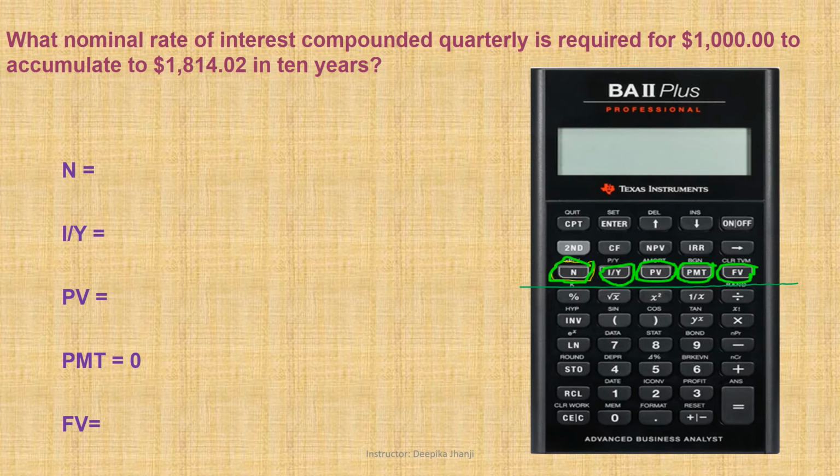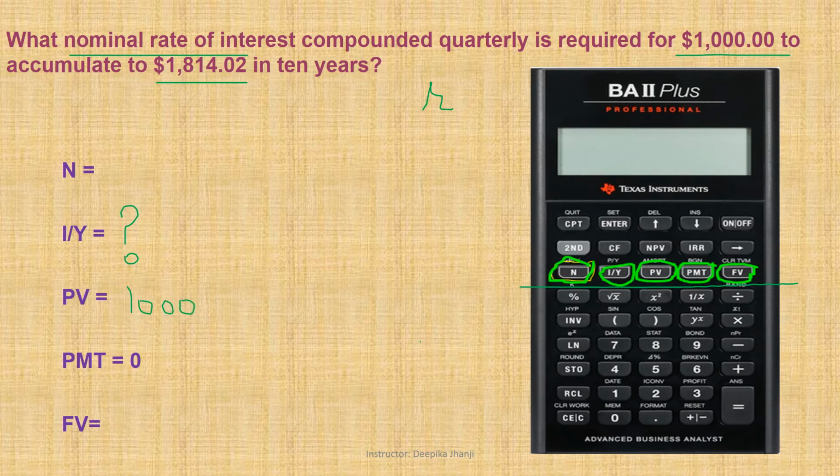Now, the question in hand says, what nominal rate of interest compounded quarterly is required for 1000 to accumulate this amount in 10 years? So, we are looking for the value of R because it says nominal rate. So, R needs to be figured out. This R is related to IY. So, IY is question mark. Then 1000 is our PV. So, let's write down the information here.